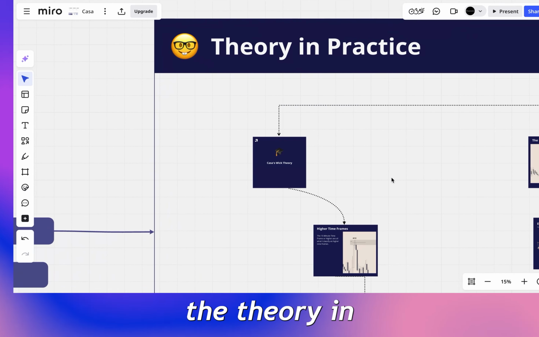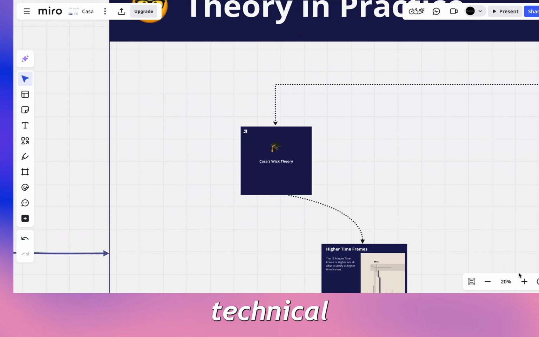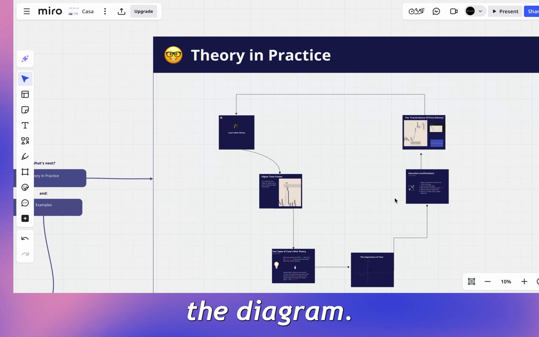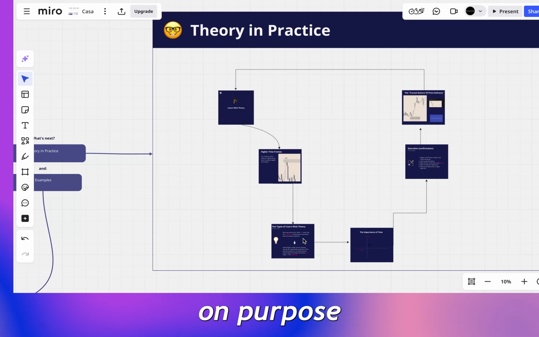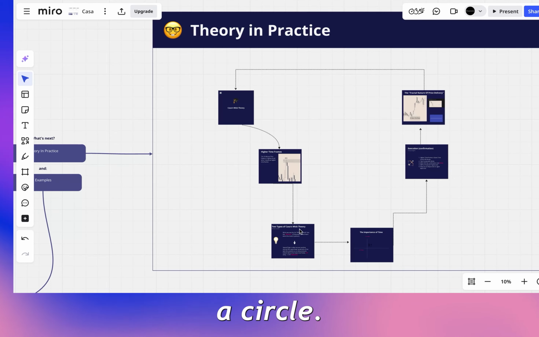So here's the theory and practice. Got the little nerdy emoji because we're going to get technical. And let me show you guys the diagram. I made it like this on purpose because, as you can see, it all is like a circle. It just all comes back to each other, right?